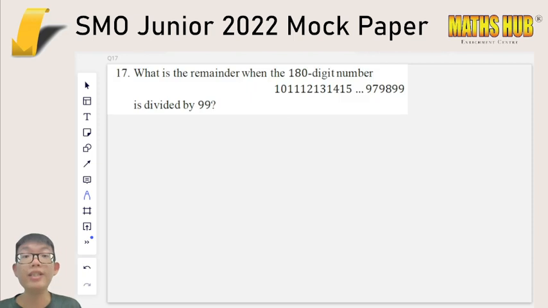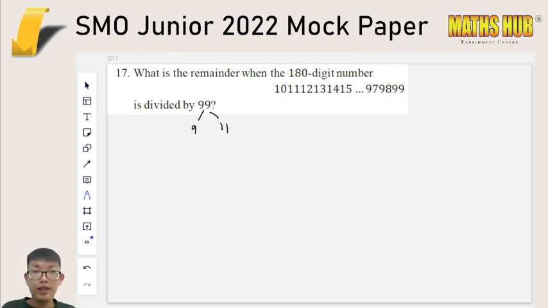Okay, question 17. What's the remainder when the 180-digit number 101112131415 until 97, 98, 99 is divided by 99? Now, for this question, you do have two different choices really. One choice that might appeal to many of you is to use the test for 9 and 11. To find the remainder when divided by 9, the remainder when divided by 11, and then put it back together again. Kind of like the earlier question we had about divisibility and remainders, we know that we can put it back together again.